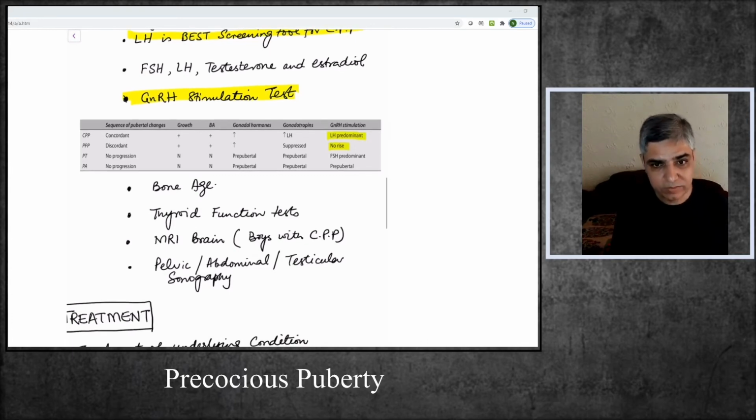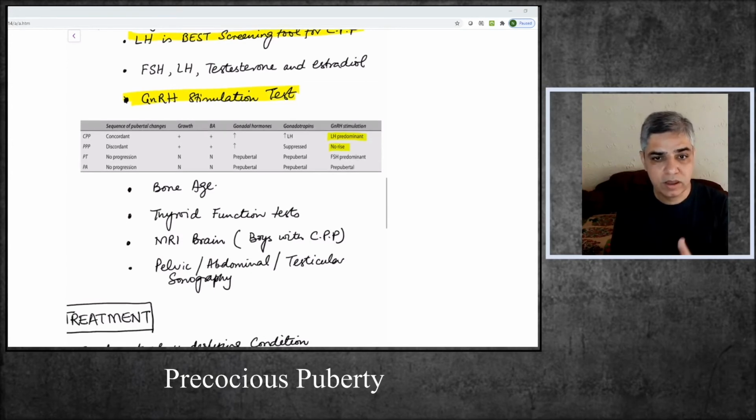MRI brain. If there is one confirmative test, especially if you are given a case scenario of a boy with central precocious puberty, your answer should be MRI brain, because I told you that in cases of girls, most of the time the cause is idiopathic, but for boys it would be very rare that it is idiopathic. Most of the time they would have an organic reason. So if somebody presents with central precocious puberty, or you're thinking of that, then the next step should be an MRI brain to find if it might be a pituitary hematoma, hydrocephalus, or something else in the brain.